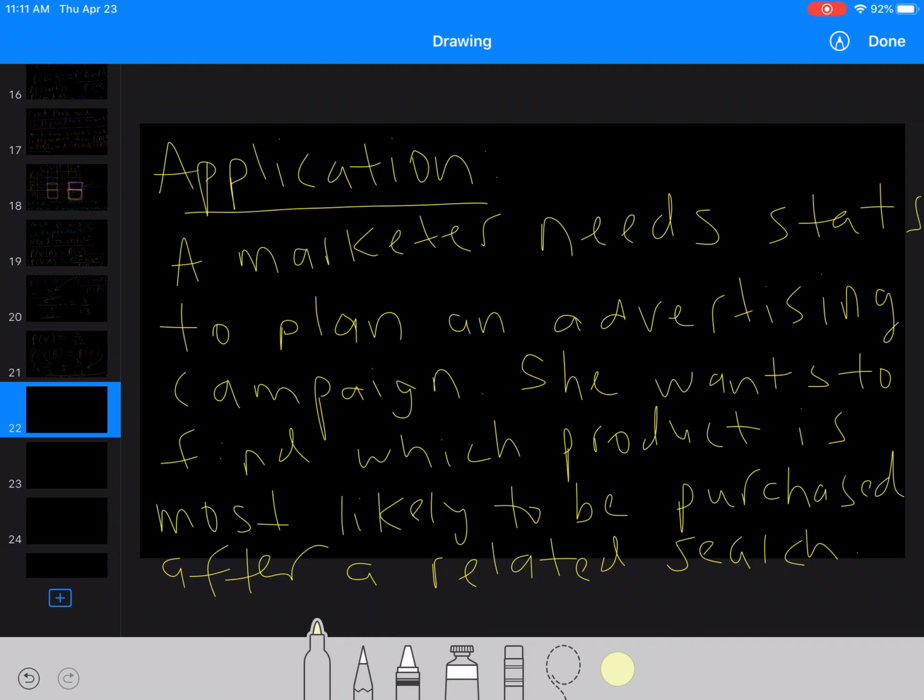So here's the application. A marketer needs stats to plan an advertising campaign. She wants to find which product is most likely to be purchased after a related search. So basically that means if someone goes on the internet looking for a product and then they buy it after they get done searching for it, they want to put their money into that product.